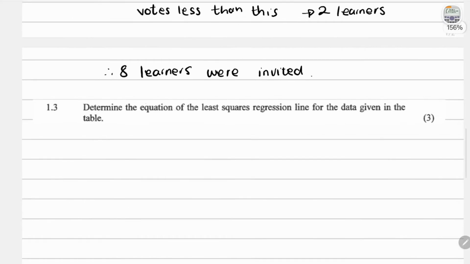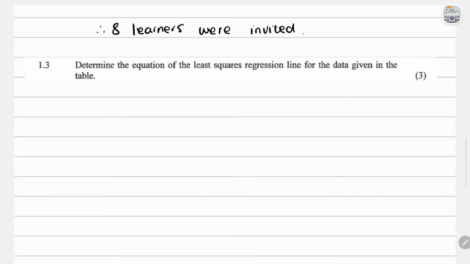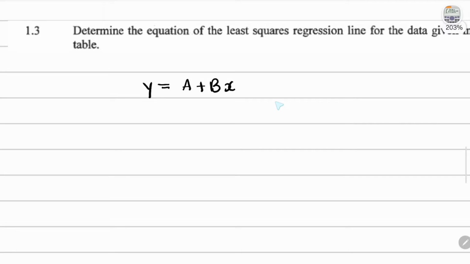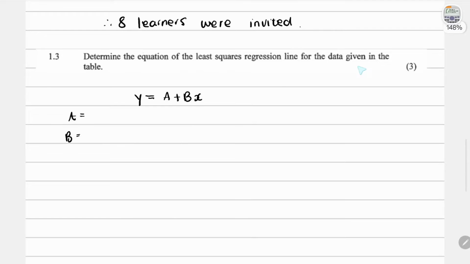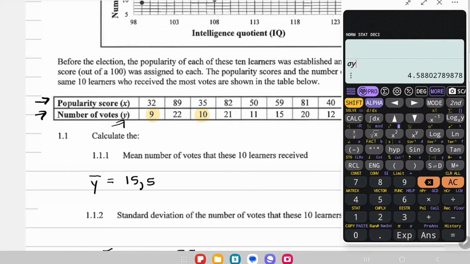The next question says, determine the equation of the least squares regression line for the data in the table. Okay, so the least squares regression line, you know that that equation looks like this. Y is equal to A plus BX. Okay, it's on the calculator. So we only have to look for the value of A and the value of B. And they said for the given data in the table, okay, for the data given in the table. So it's for this, which we've already recorded on our calculators. So all we have to do here is you can press AC, Shift and 1. Okay, I'm just going to erase that and press Shift and 1.